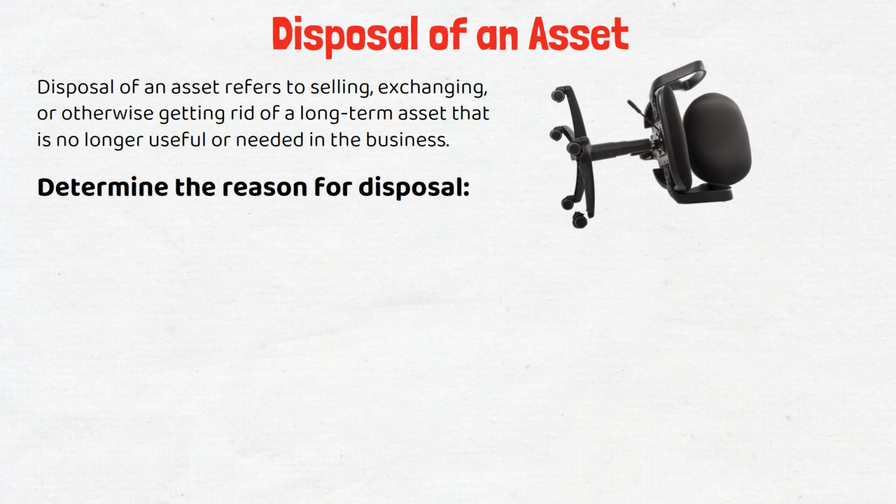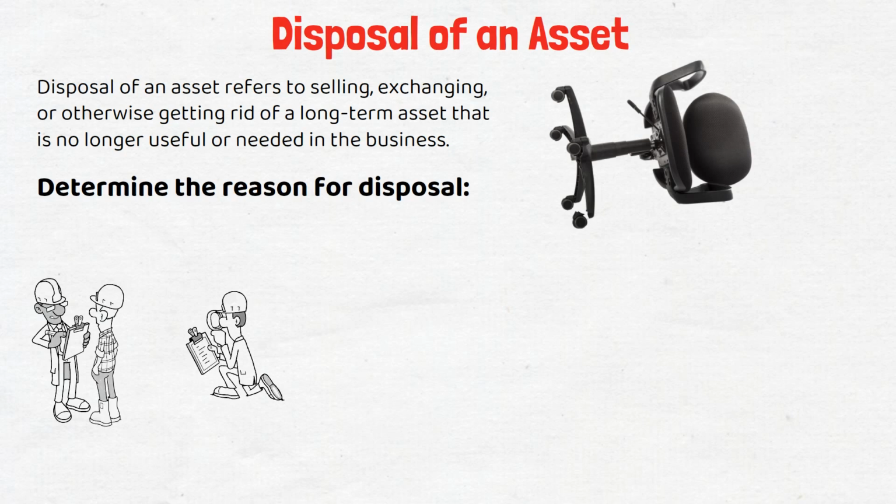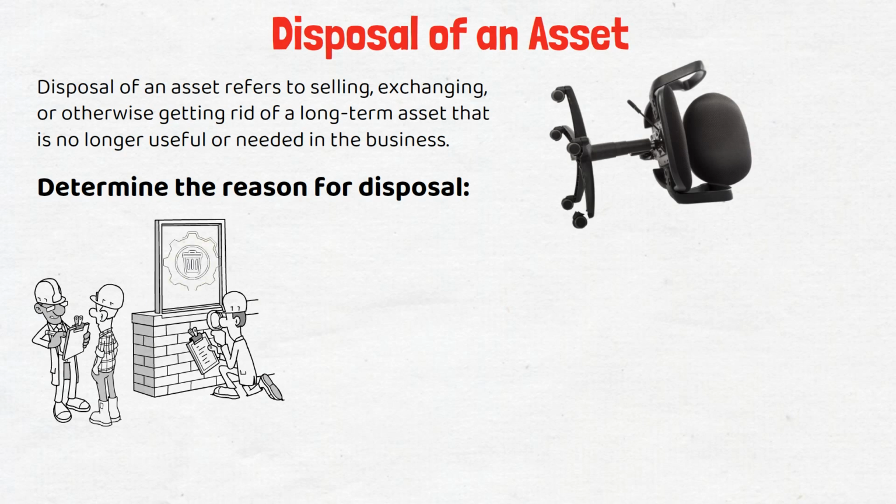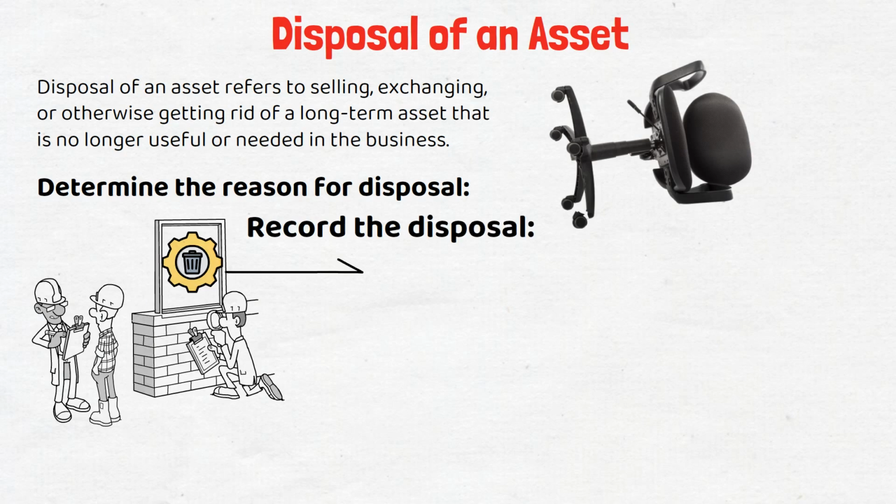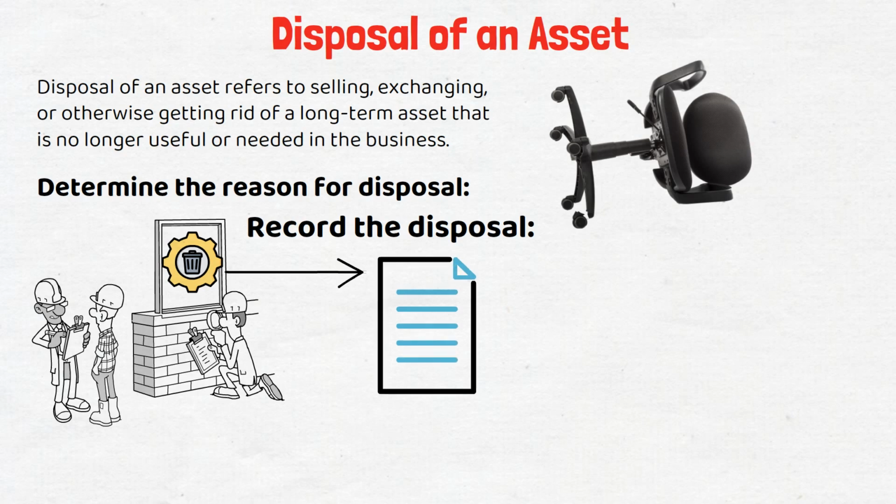Determine the reason for disposal. Before disposing of an asset, it is crucial to determine why it is no longer needed. This will help determine the most appropriate disposal method and ensure the asset is appropriately valued for accounting purposes. Record the disposal. The disposal of an asset must be recorded in the accounting records of the business. This involves removing the asset from the balance sheet and recording any gain or loss on the disposal.